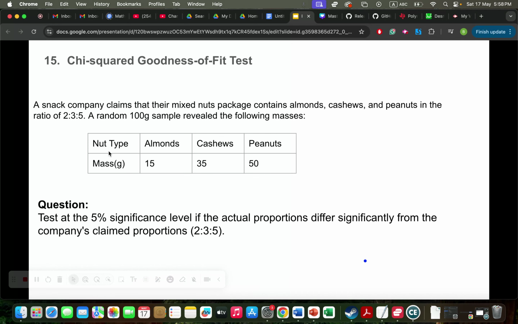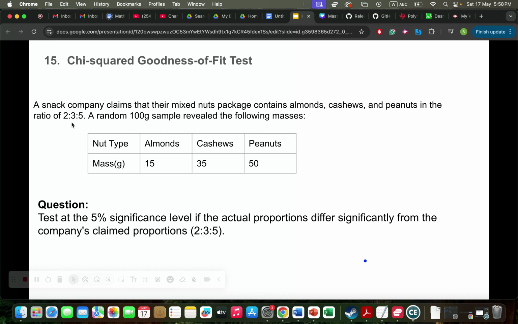In this case, if you read the question, it says that the snack company claims that the mixed nuts package of almonds, cashews, and peanuts should come in this ratio. But when you take a sample of this, you get different masses, which are 15, 35, and 50. Most of the time this obviously will not go in the same ratio.